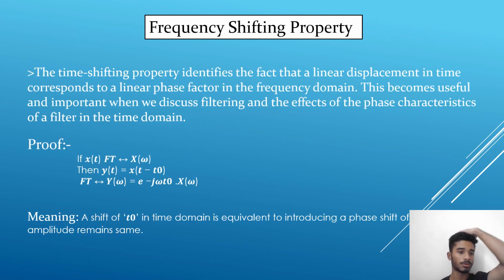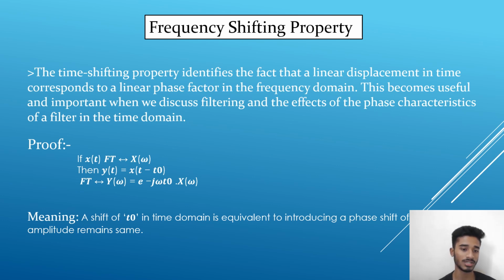Moving on to our next property, what we have here is the frequency shifting property. The time shifting property identifies the fact that a linear displacement in time corresponds to a linear phase factor in the frequency domain. This becomes useful and important when we discuss filtering and the effects of phase characteristics of a filter. Proof: if the Fourier transform of x of t is X of omega, then y of t is equal to x of t minus t naught.